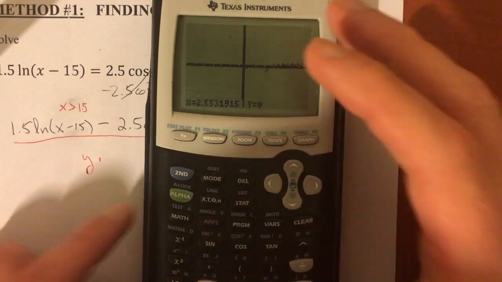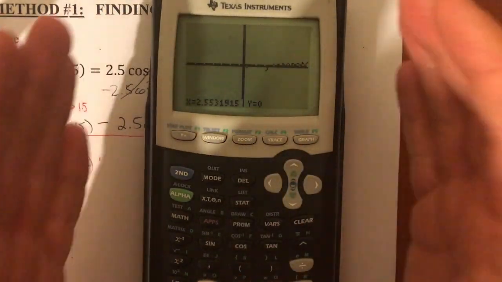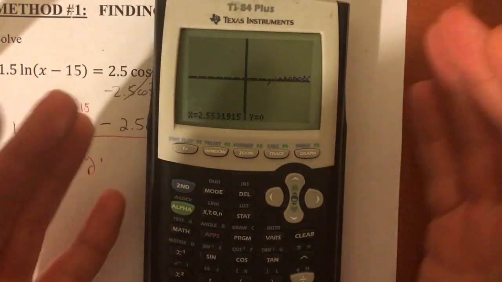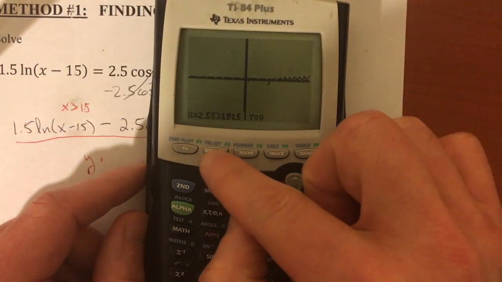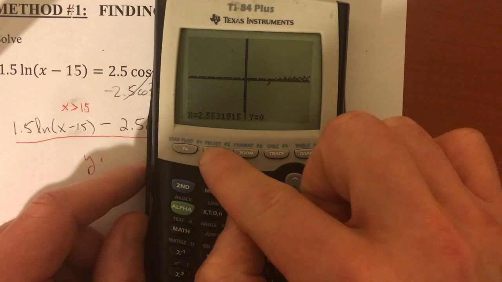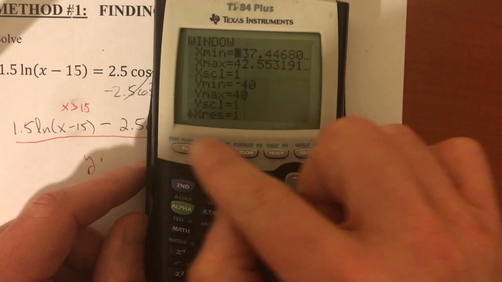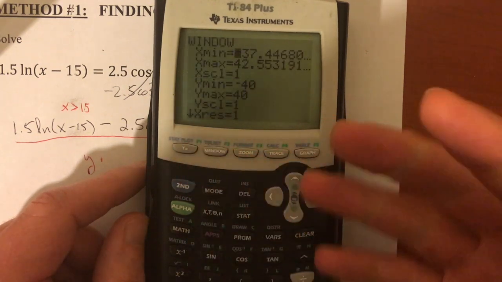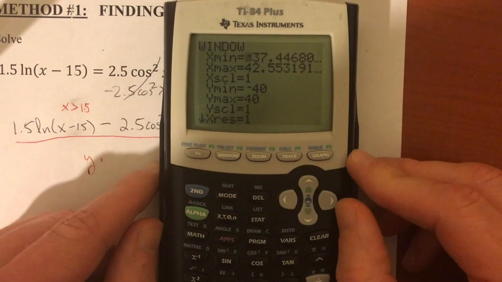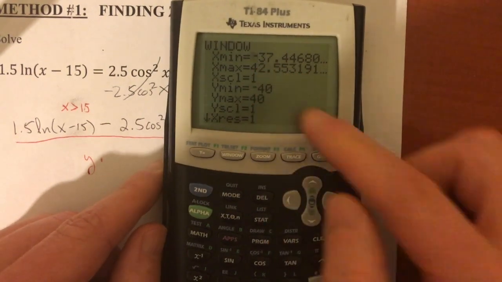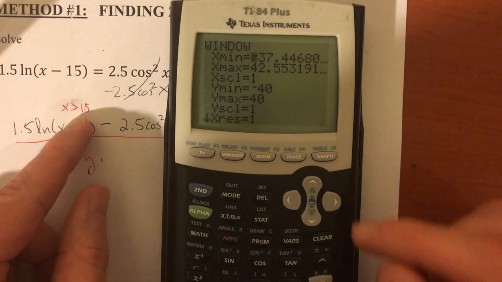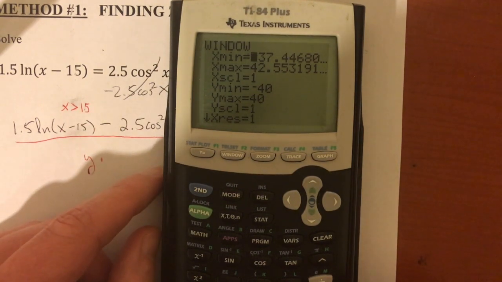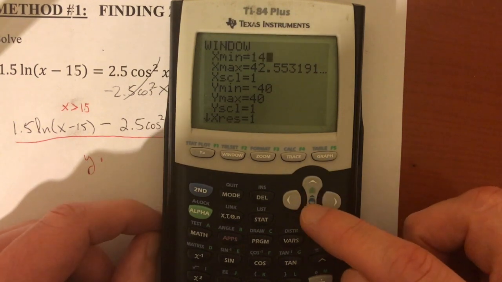So, rather than zooming out, which you do sometimes to get an idea, it's kind of ugly looking. I like to set the window to exactly what I want it to be. So I'm trying to incorporate all these buttons a little bit here to show you. So my window here, if I know the graph doesn't even start until I get to 15, and actually there's a vertical asymptote there, maybe I'll put something just a little bit before 15, like 14.